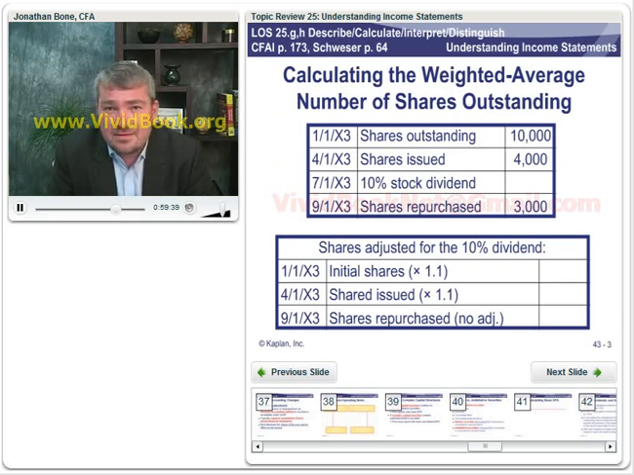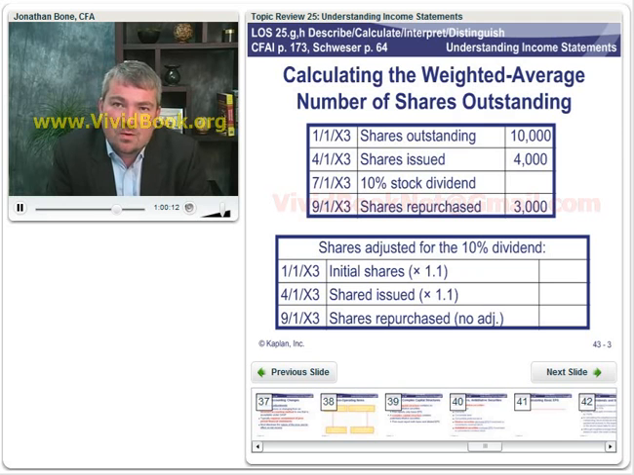Remember again, if you're European, then typically we would read dates as day, month, year, but remember it's an American exam, so you're seeing month, day, year. So 4 represents the month, and as a result we're looking at April. So on the 1st of April they issued 4,000 new shares. On the 1st of July there was a 10% stock dividend, and then finally on the 1st of September they repurchased 3,000 shares.